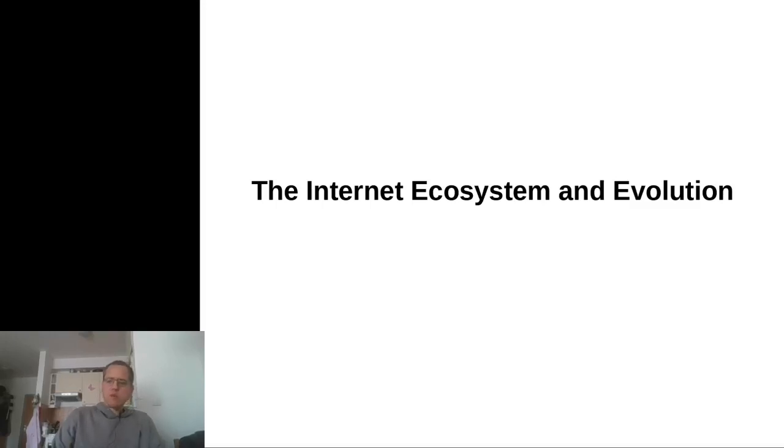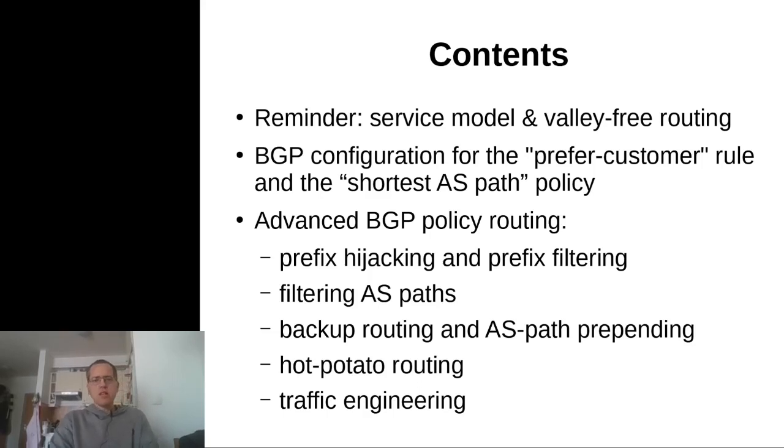So welcome everyone to this next lecture of the Internet Ecosystem and Evolution subject. In this lecture we are going to conclude our earlier lectures on BGP interdomain routing.